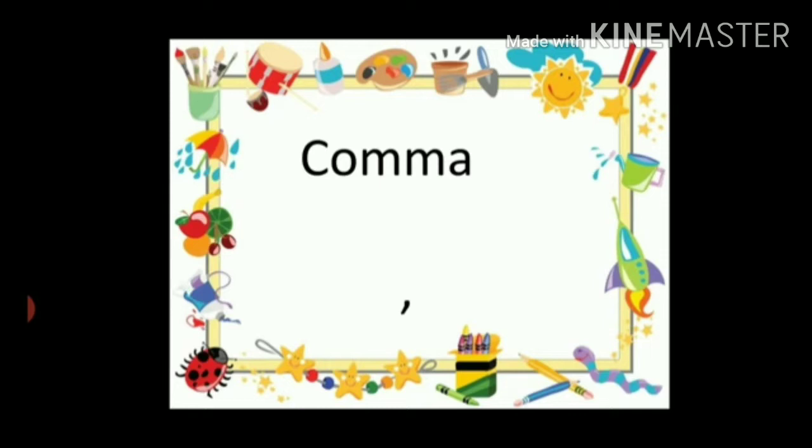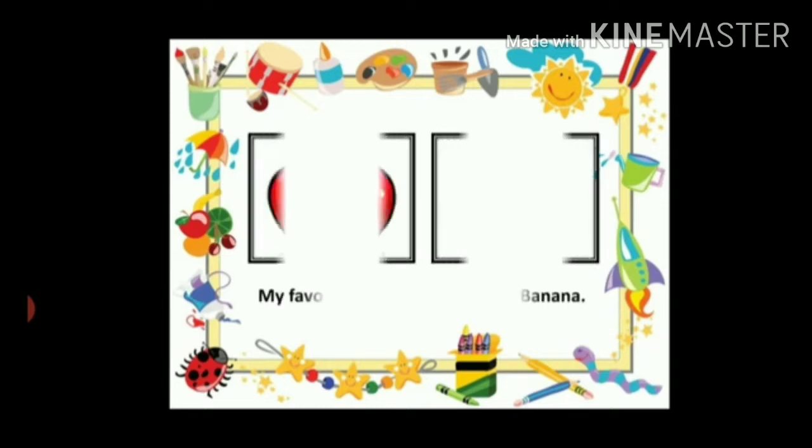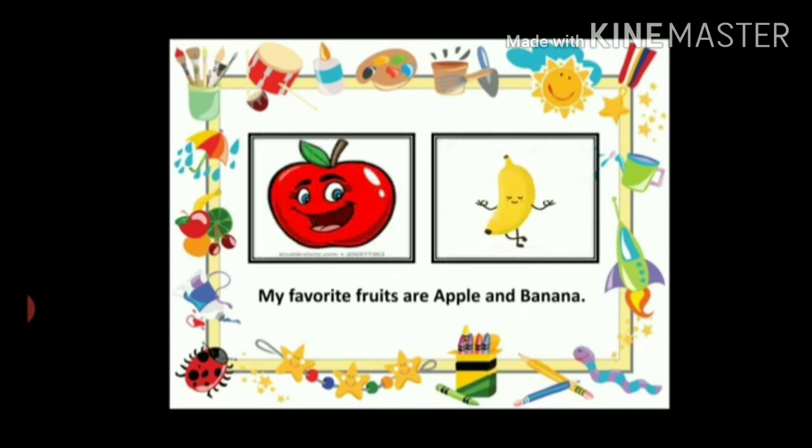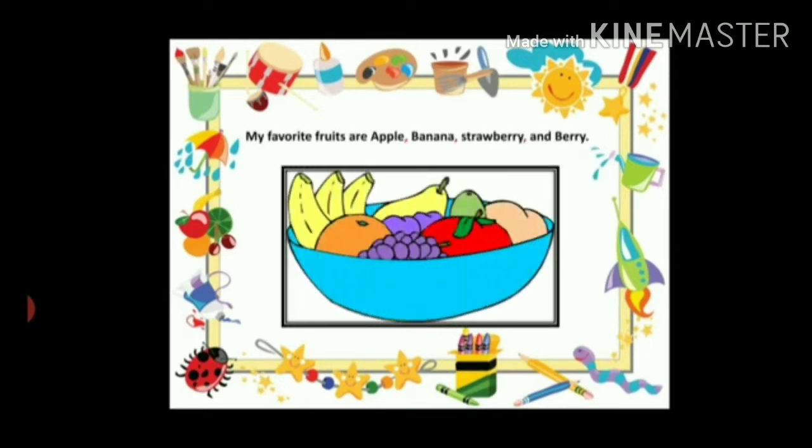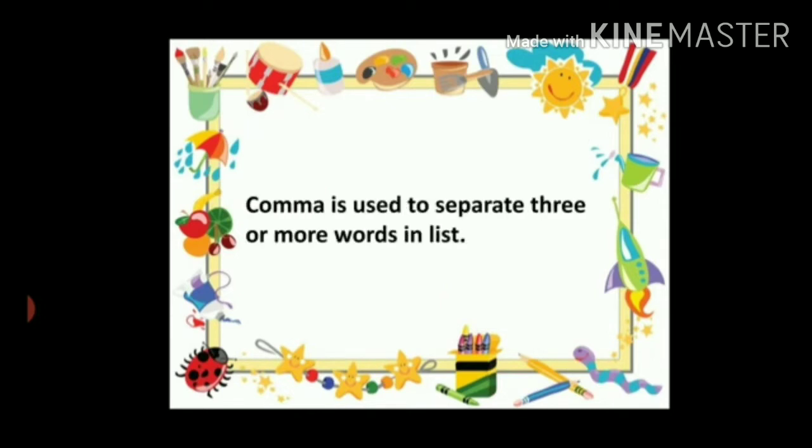Now, comma. Look at the following sentence. My favorite fruits are apple and banana. Here there are only two items in the list, apple and banana. Now look at the next sentence. My favorite fruits are apple, banana and strawberry. Here there are more than two items in the list. So we use a comma to separate them. Thus we say that a comma is used to separate three or more words in a list.